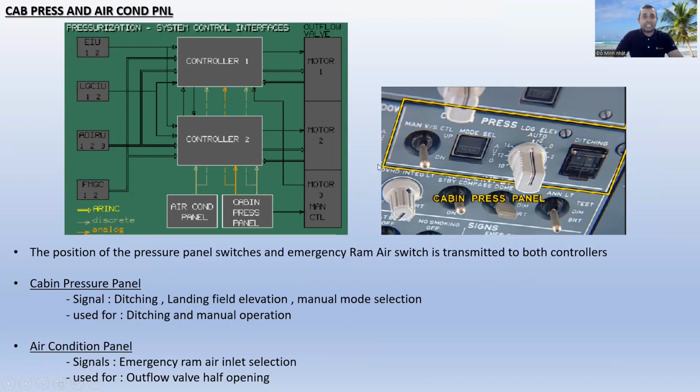And next one, cabin pressure and air conditioning panel. This is the air conditioning panel. This is the cabin pressure panel. You can see the cabin pressure panel, right? So this is the manual vertical control switch, up and down. This is the mode selector. This is the landing elevation, and this is the ditching push button.